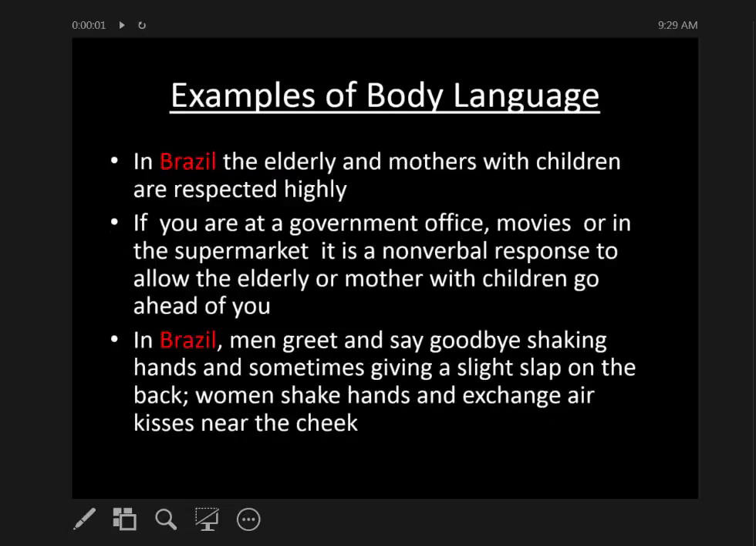Examples of body language. In Brazil, the elderly and mothers with children are respected highly. If you are at a government office, movies, or in the supermarket, it is a nonverbal response to allow the elderly or mother with children to go ahead of you. In Brazil, men greet and say goodbye shaking hands and sometimes giving a slight slap on the back. Women shake hands and exchange air kisses near the cheek.